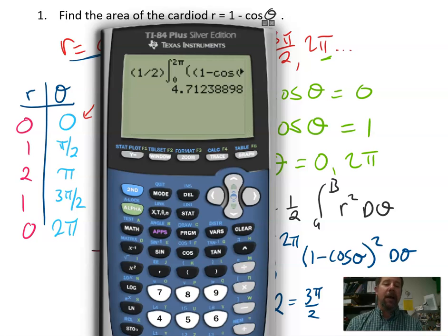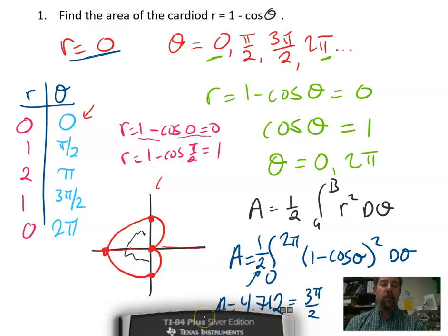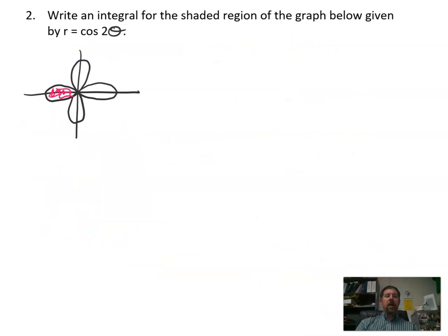But you kind of need to be able to do it by hand so that, again, this is where we're going to get our limits from, and that's where it's kind of important. Okay, next and last one.